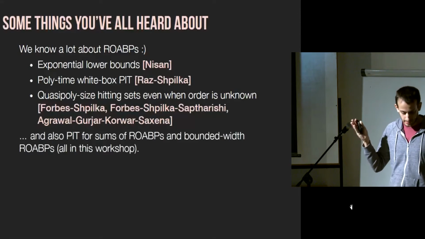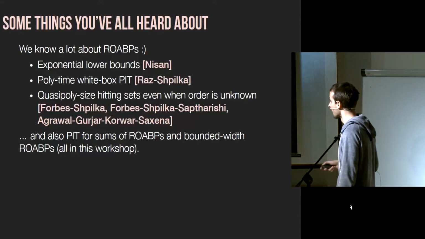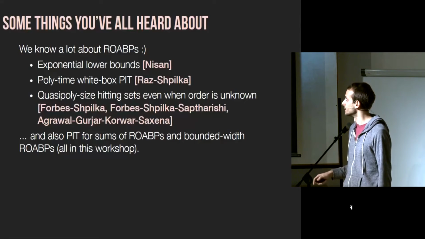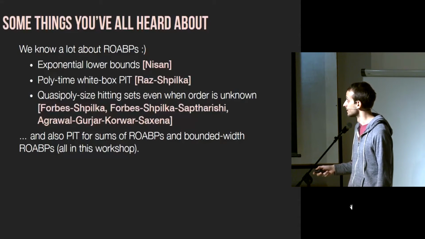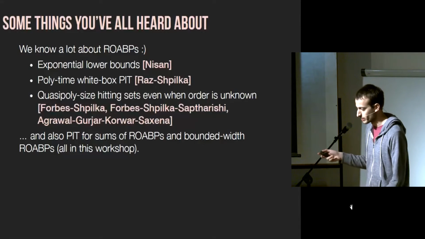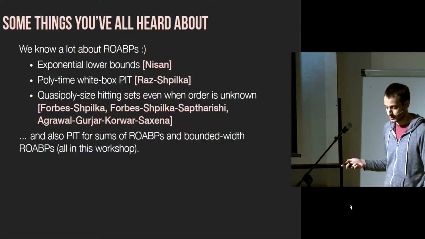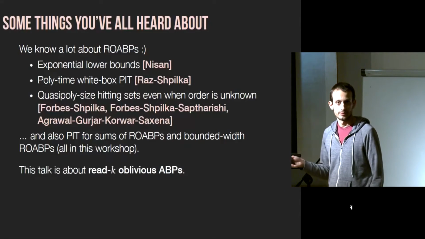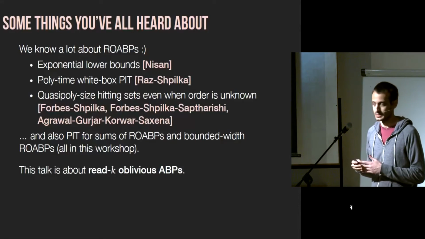And we have seen other talks in this workshop about extensions of this model. So we've seen a talk about white box and black box PIT for sums of read-once oblivious ABPs and a polynomial time algorithm when the width is bounded. So that's great. That's good news. And in this talk, we'll talk about a natural extension, which is read-k oblivious ABPs.